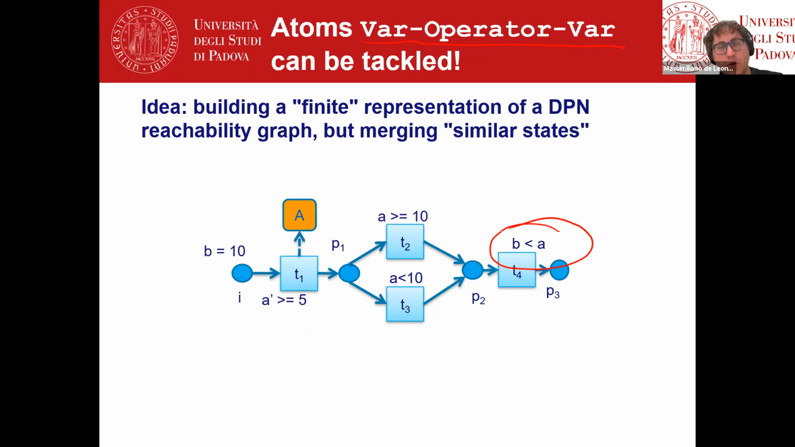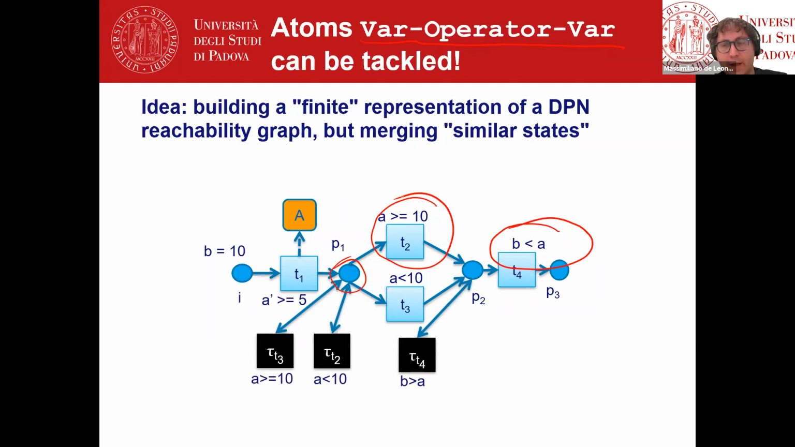The first thing I do is, for each transition, I add an invisible transition that has a guard that is the negation of the guard observed. So the negation of a transition T2 is an invisible transition tau T2 with guard A smaller than 10. The negation of this transition is of course a transition with A larger than or equal to 10. And the negation of the transition T4 is of course a transition with the opposite guard.